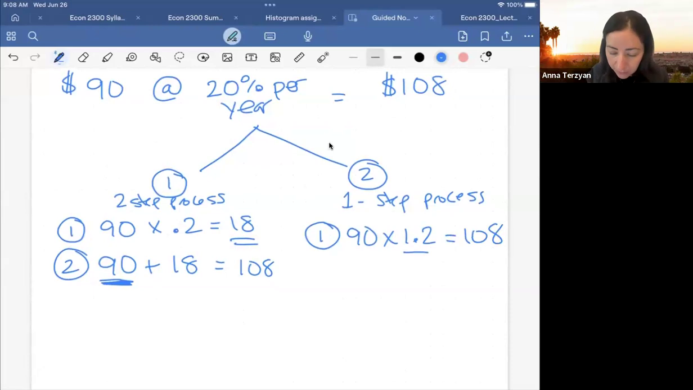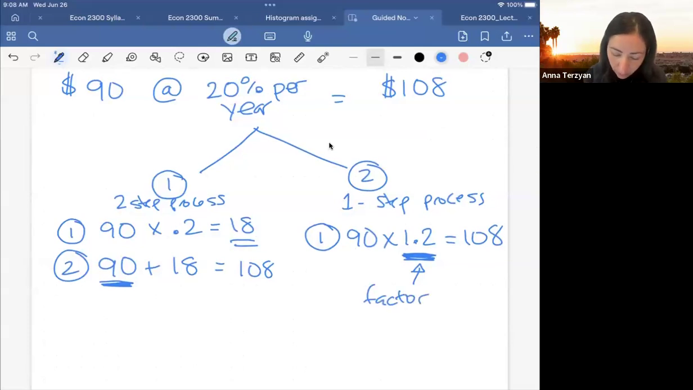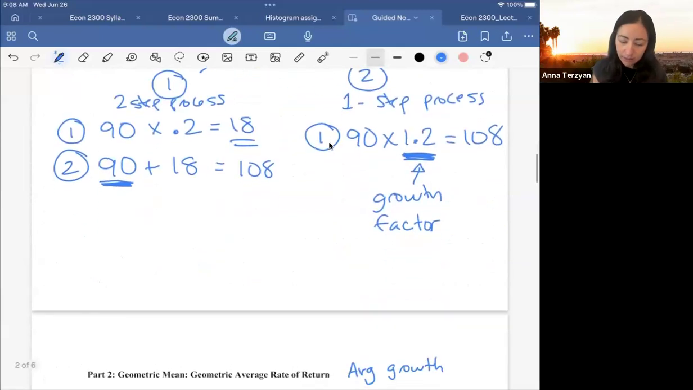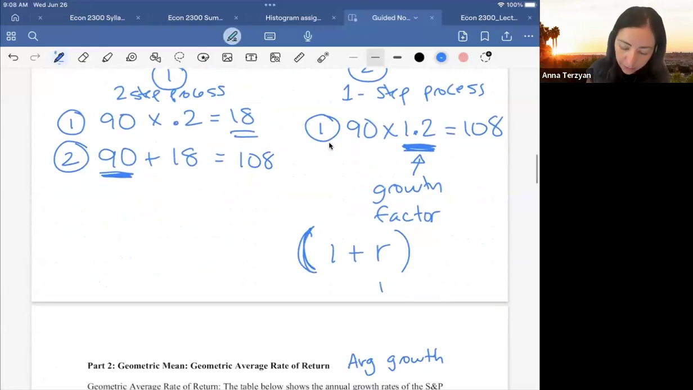This 1.2 we could call the factor of change. Or actually, sorry, it's going to be called the growth factor. To write it as an equation, it's 1 plus the rate of growth. R is your rate of growth, or interest rate in this case. So this is how you generate that growth factor. It's just 1 plus R, where R, of course, has to be in decimal form.